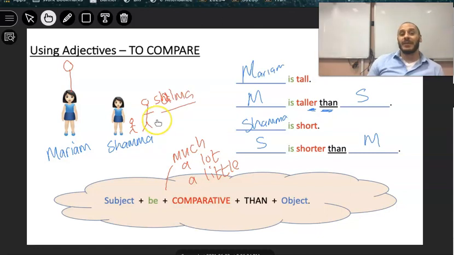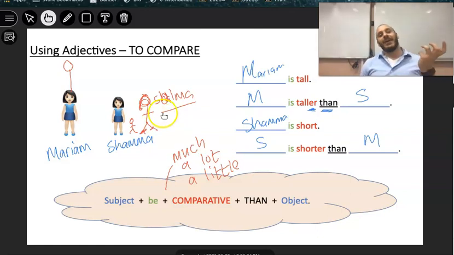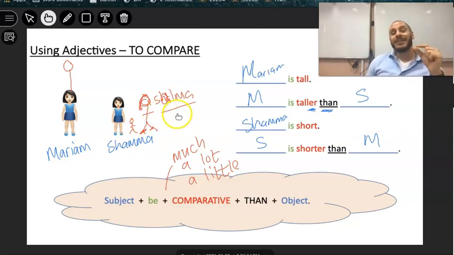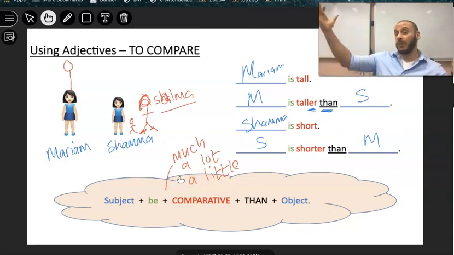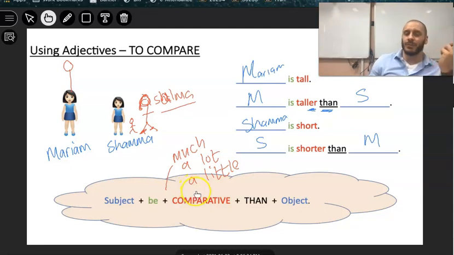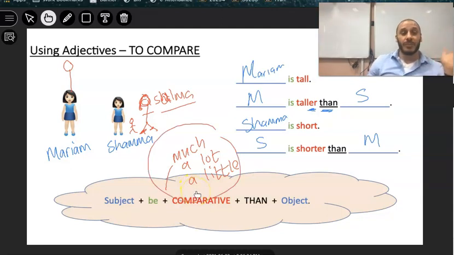You could also say, alas, my spelling. Let's give her some high heels as well. Salma is a little shway taller than Shama. Okay? So we can add these words to make it stronger, much taller, or to make it weaker, shwaya, a little taller. But, inshallah, you remember most of this.